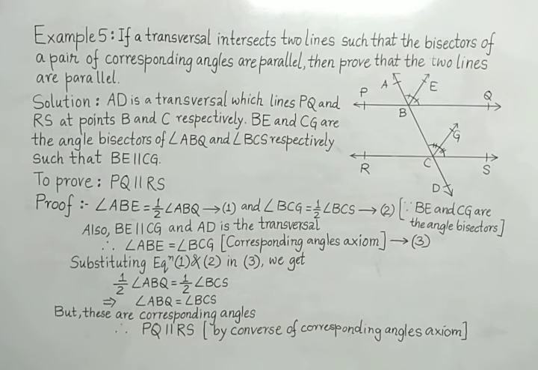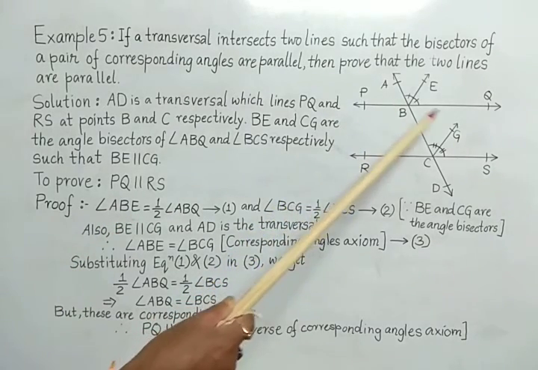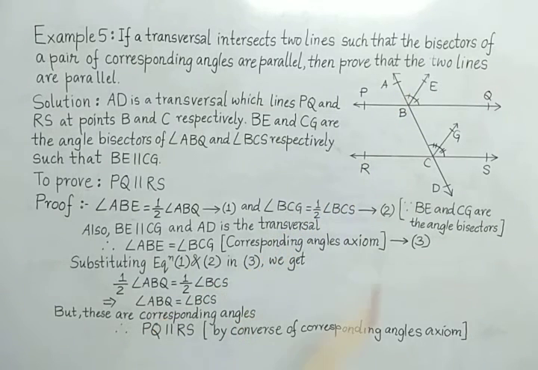Clear? Now we have to prove that PQ is parallel to RS. This is what we have to find in this problem. So let us prove it. So first of all, what we have taken here is that angle ABE. So carefully if you watch angle ABE, this angle will be half of angle ABQ. Yes, obviously, because BE is an angle bisector.